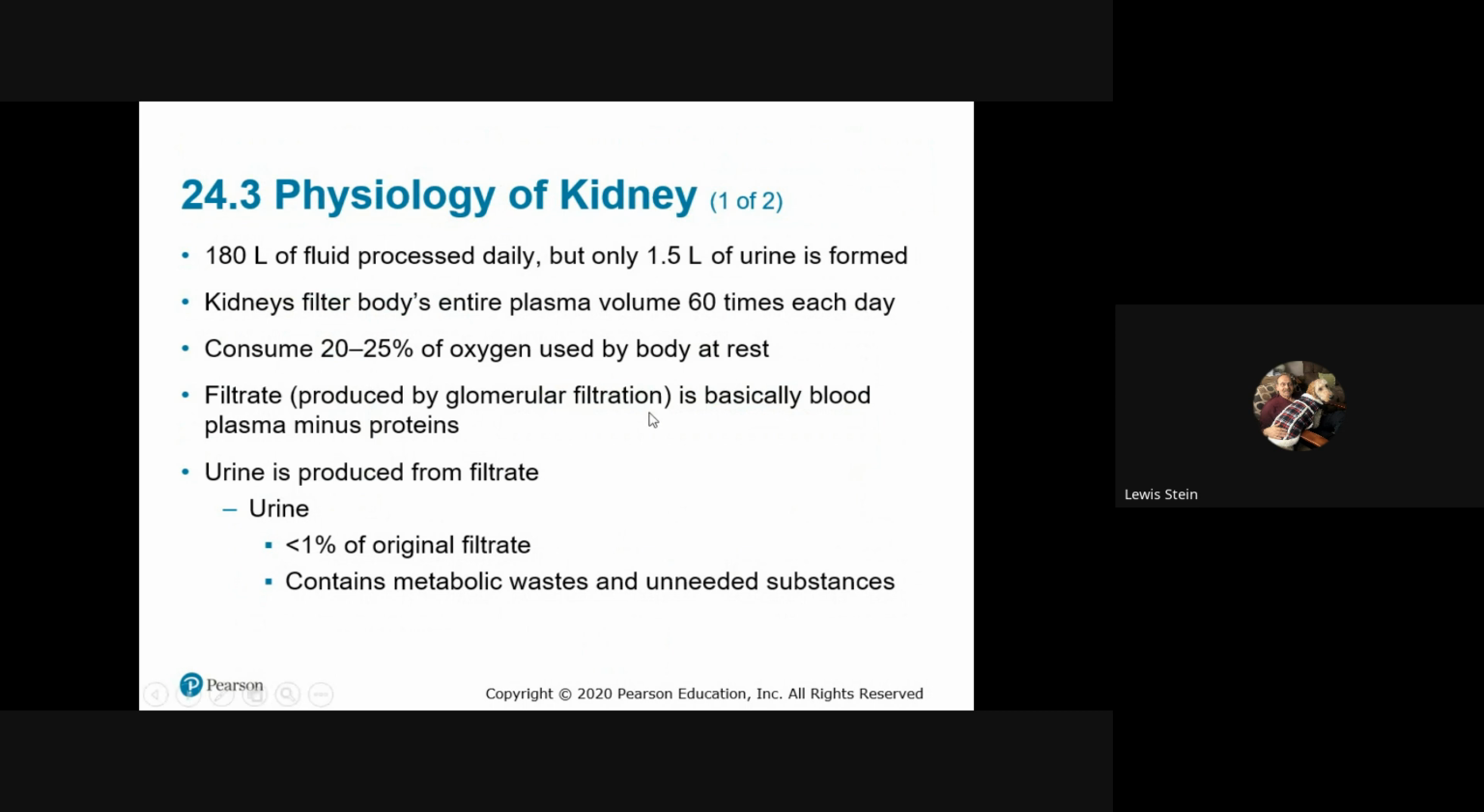Okay, and the filtrate is just plasma minus the proteins, and by definition, you remember, because we did the blood unit, that supernatant liquid is the plasma. What do you have underneath it? White cells, platelets, and red cells. So plasma minus any of the proteins, because the formed elements are too big to get through those fenestrations and other little clefts. And so it's 1% waste products and unneeded substances.